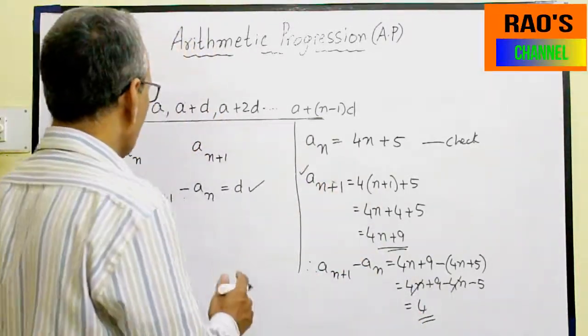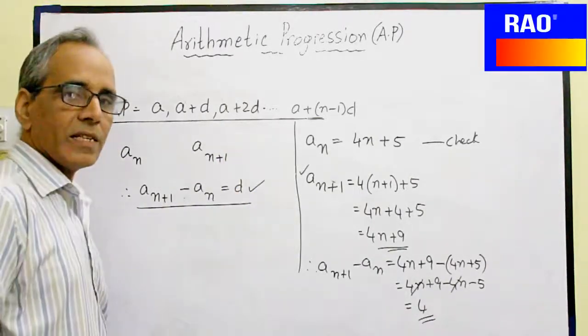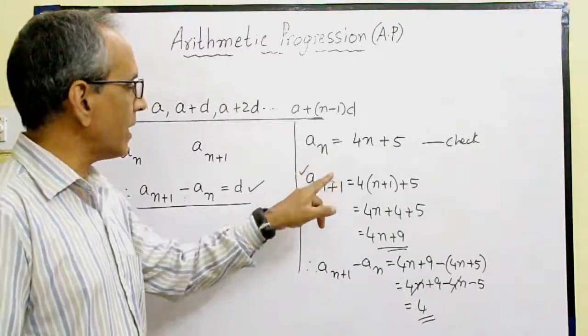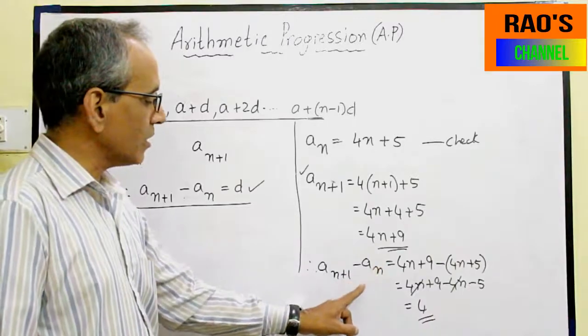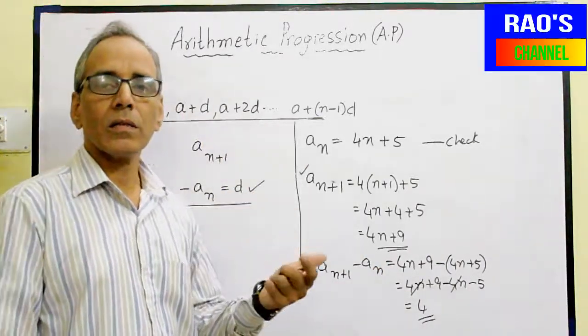So this rule helps us to check whether the series is in AP or not if you are given the nth term. By finding the n plus 1th term and subtracting these two, if you get a constant, we say it is in AP, or else not.